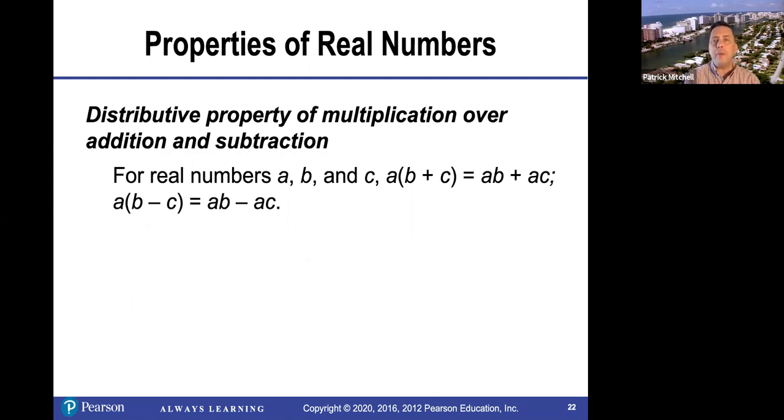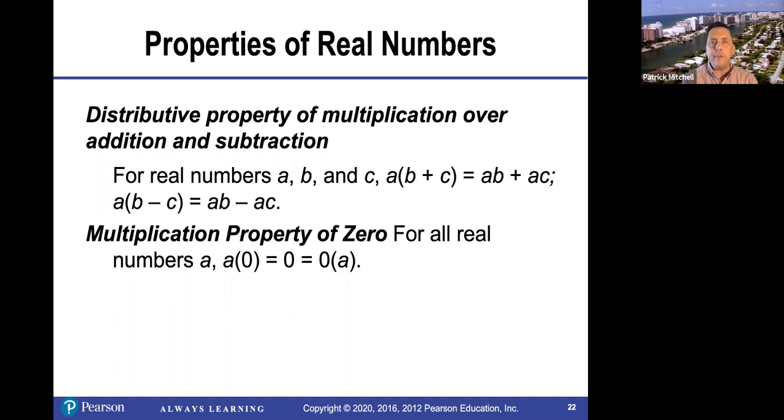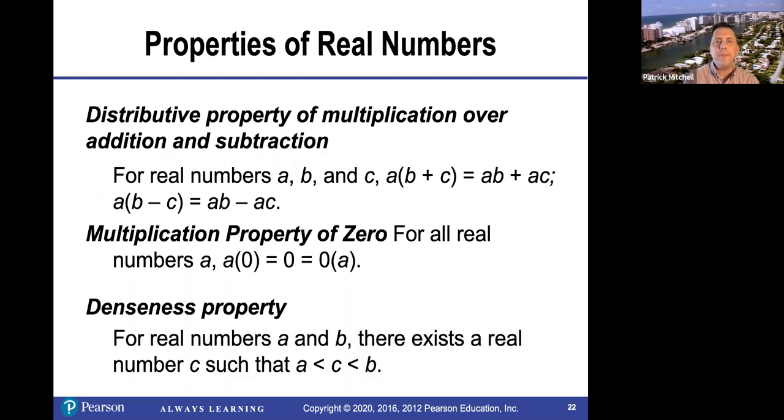You have the distributive property of multiplication over addition and subtraction. You know how that works. And you still have the multiplication property of 0: any number times 0 equals 0. And just like with rational numbers, and actually irrational numbers too, we never talked about that, for every real number a and b, there is always another real number in between those two.